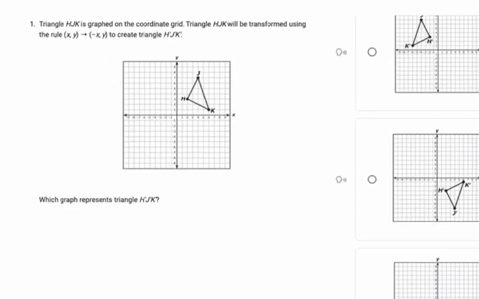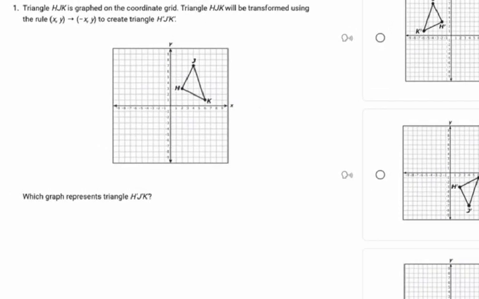Question 1. I'm going to zoom in here so we can read it a little bit easier. And question 1, here we go. It says triangle HJK is graphed on the coordinate grid. Triangle HJK will be transformed using the rule (x, y) transforms to (negative x, y) to create triangle H'J'K', which is going to be your transformed triangle right there. The question says which graph represents triangle H'J'K'.